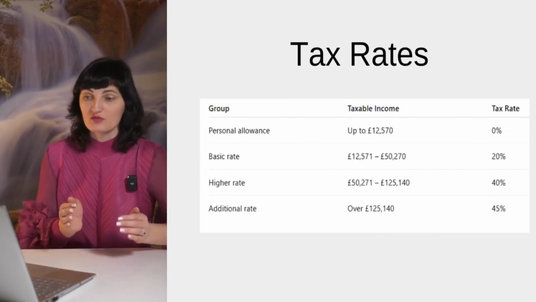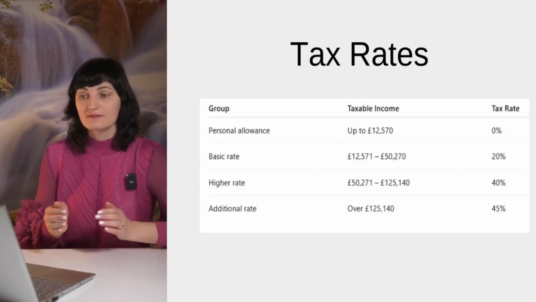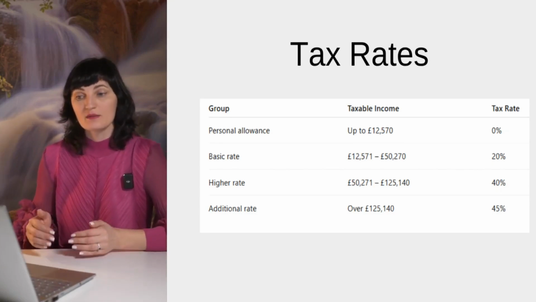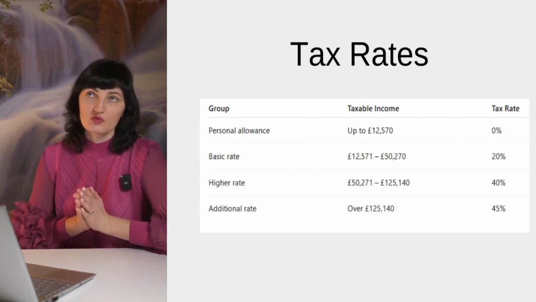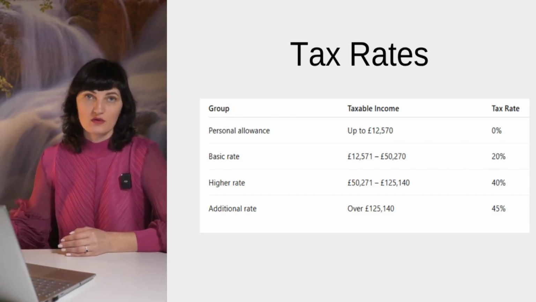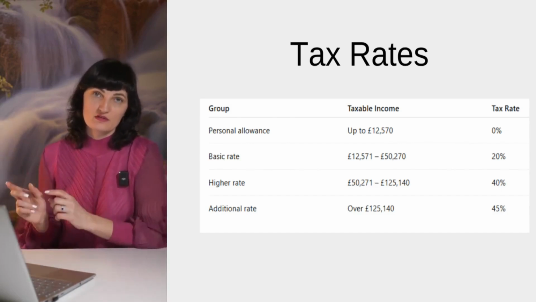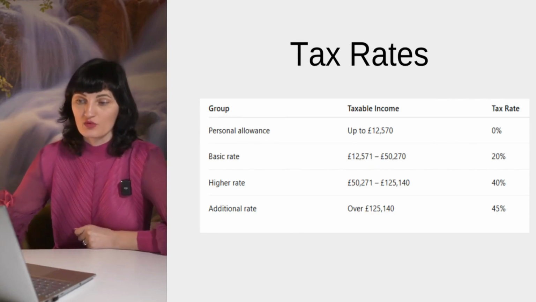So, for the first £12,570, you'll pay a 0 rate. For the portion of your income that falls under the basic rate, you'll pay 20%. For the portion that falls under the higher rate, you'll pay 40%, and so on. So your income will be divided into portions, and a different rate will be applied to each portion.